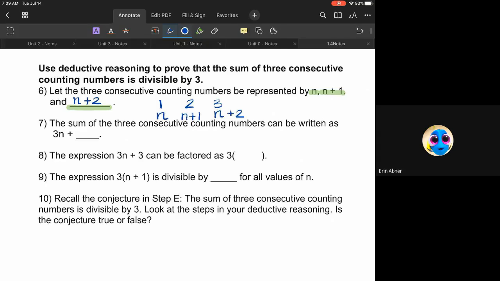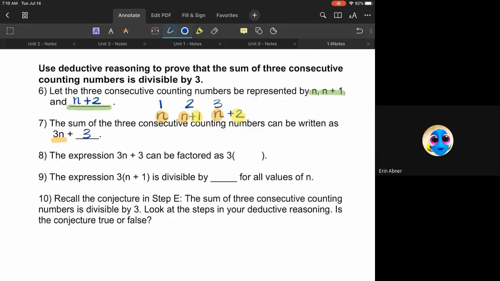So the next step says the sum of the 3 consecutive counting numbers can be written as 3n plus what? Well, we're identifying from the problem before, so we have 1, 2, 3 n's. Well, there's my 3 n's. Well, what do I have left then? So then I have plus 1 and plus 2. Well, 1 plus 2 is what? Oh, well, 3, of course. Why, thank you. There's your 3.